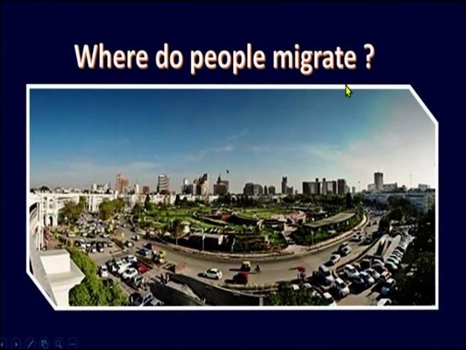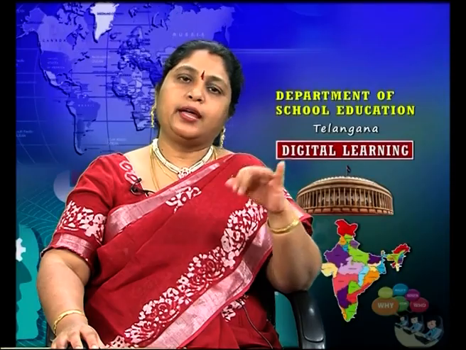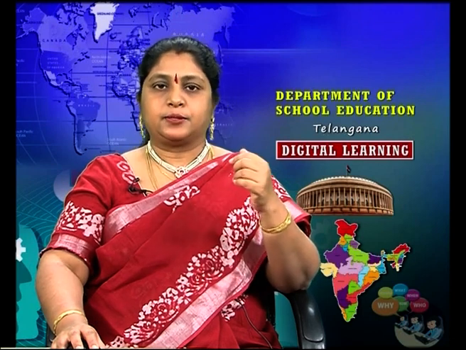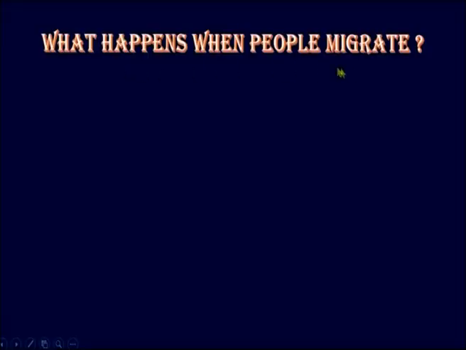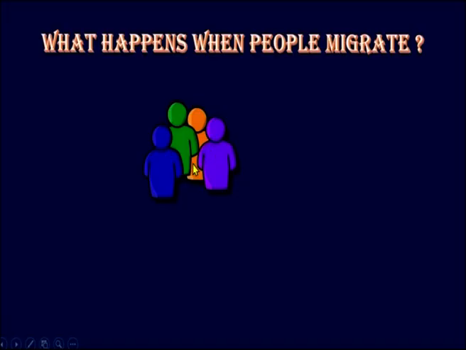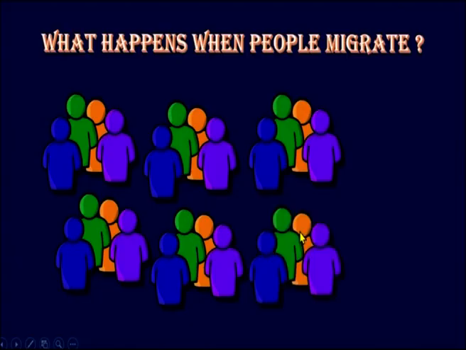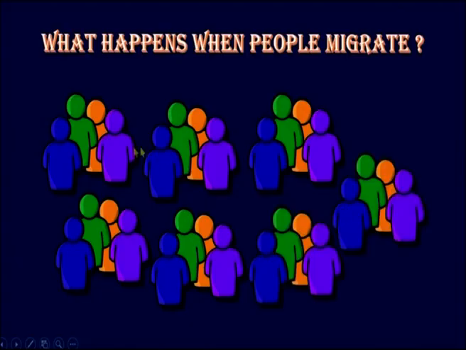So where do people migrate? So where do they migrate? They move to a better place. Like village people, they move from rural areas to urban areas. What happens when people migrate? So what happens, children? See, let us see that some people migrated. Yes, they have moved from various places and they came to cities. So then what is happening? Here population is increasing. So when the population increases, slum areas also increase.